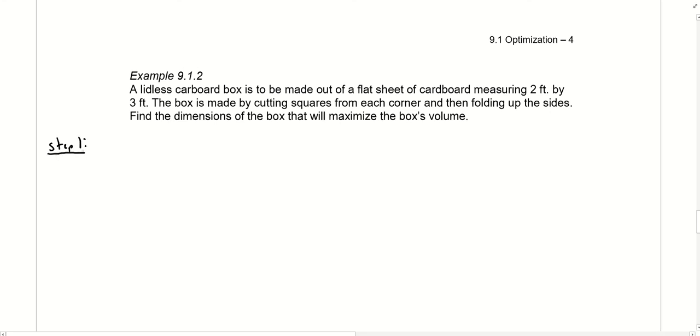So again, first thing I'm going to do here is write down or draw a picture so that I know physically what's going on in this example. So in this example, I have a sheet of cardboard. And let's say this is the 2-foot side, and this is the 3-foot side.